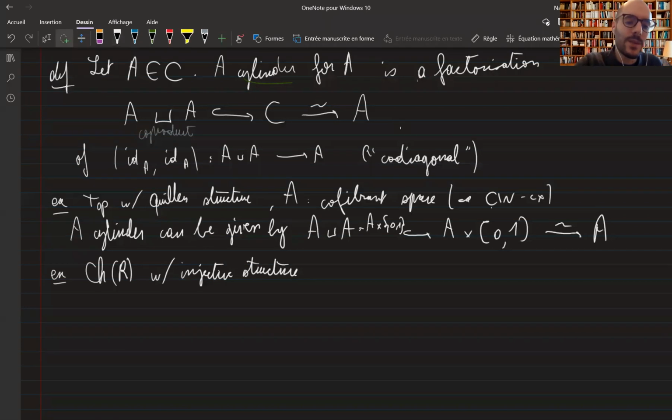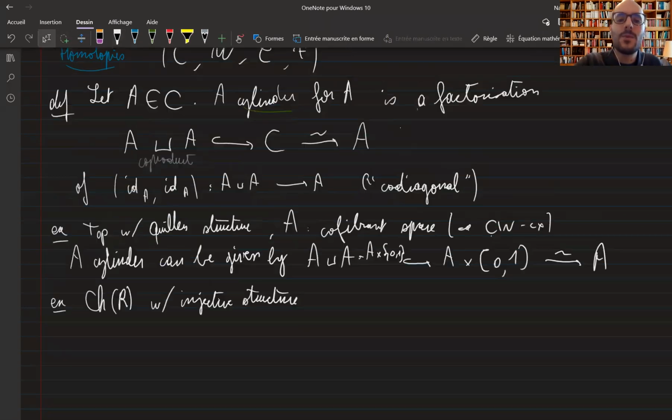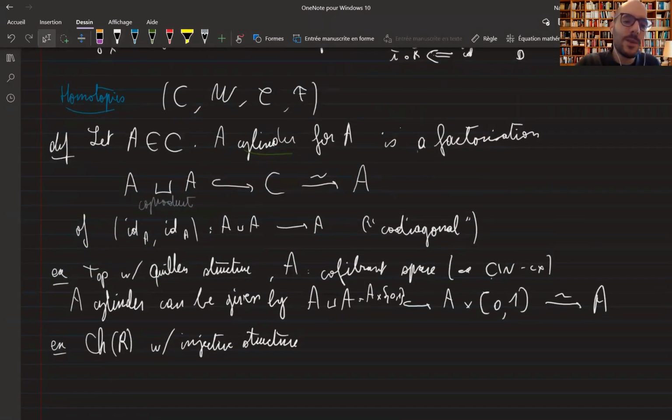So for the cylinders, which will correspond to the left part of the homotopies, basically in the injective structure, it will work better than what works for the right part of the homotopies. Okay.